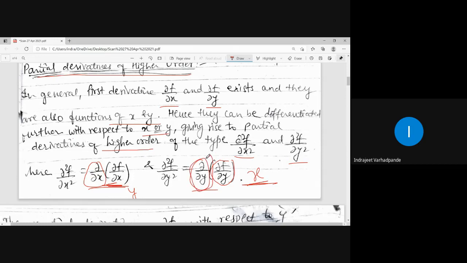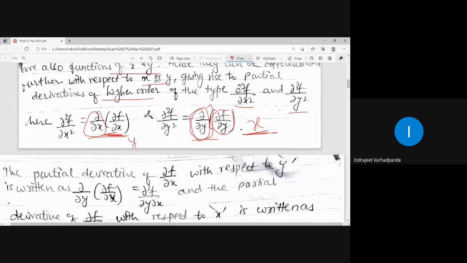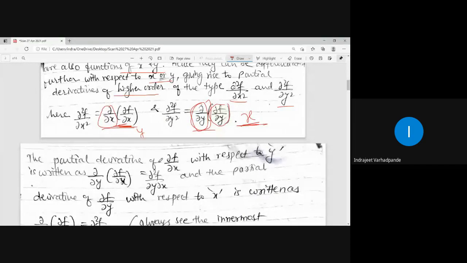Is this clear? Yes sir. So for calculating the higher order derivatives also, every time, whatever is the case, the other variable should always be treated as constant. Is that understood? So here the partial derivative of del f by del x with respect to y is written as this, which is called a mixed partial derivative.